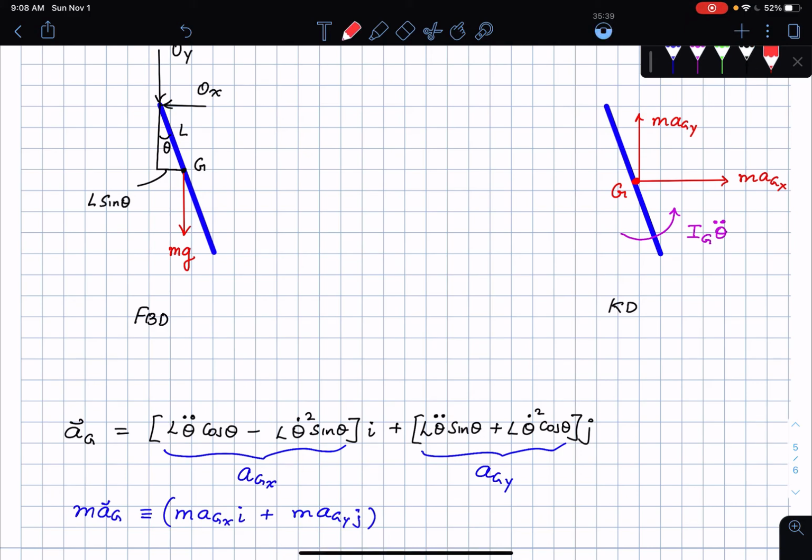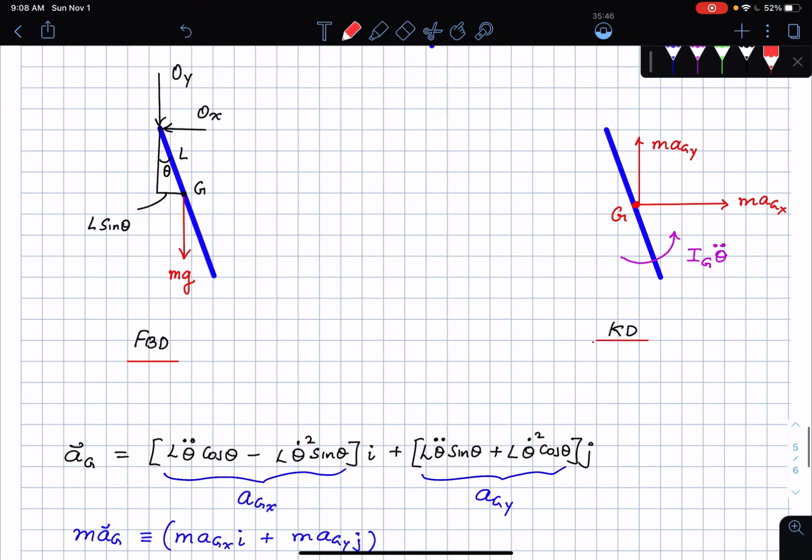So free body diagram, what are the forces? The weight of the bar, which is acting at the center of mass, then the pin reactions, which are at the point O. Kinetic diagram, I have the inertial force, m times AG as a vector, but the vector is split into components in the x and the y direction, and then I have the inertial torque, which is acting here, IG times theta double dot.